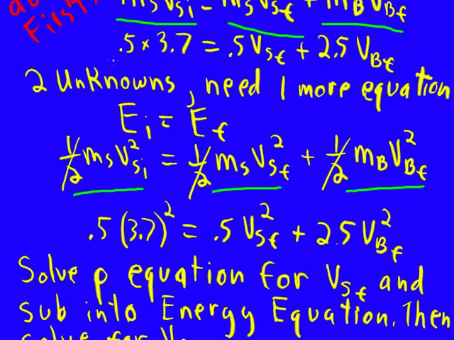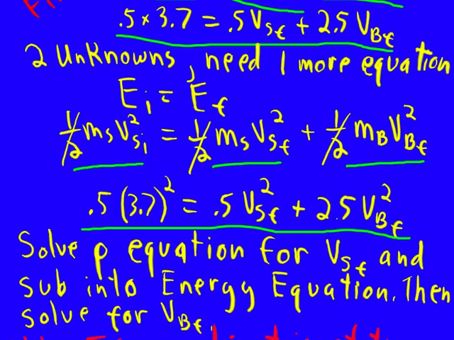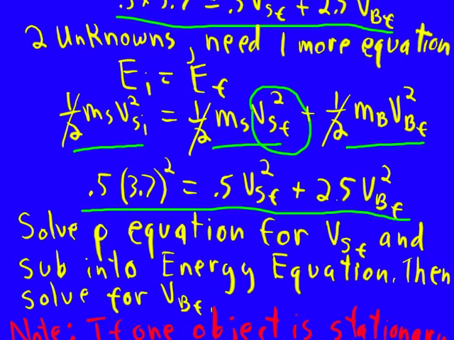We have our momentum equation up here and our kinetic energy equation here, and the rest is just algebra. My advice is to take the simpler equation, the momentum equation, solve it for one of the unknowns, and substitute that into the kinetic energy equation. Arbitrarily, I'm going to solve for V steel ball final with the momentum equation and substitute that into here, and then solve for the block's final velocity.